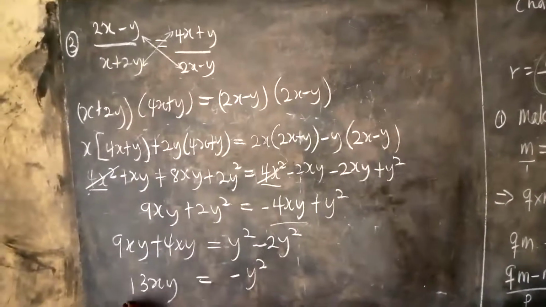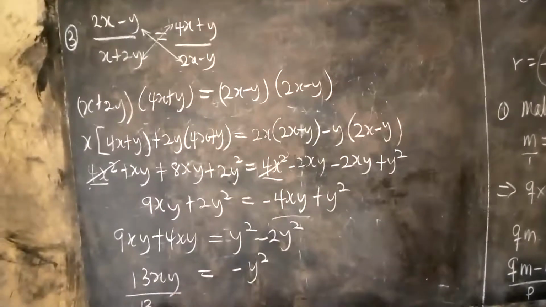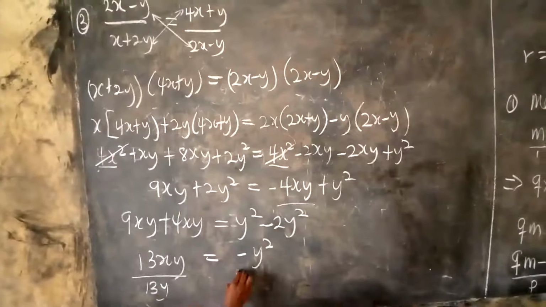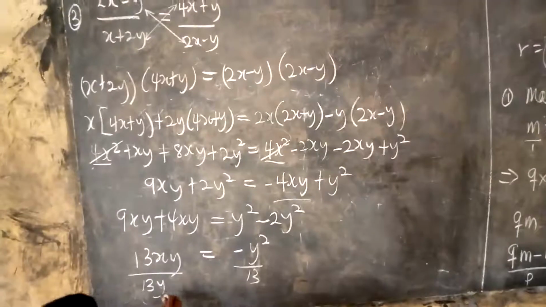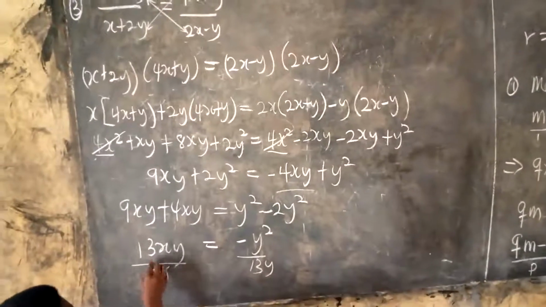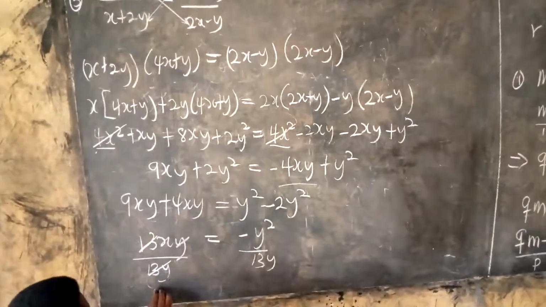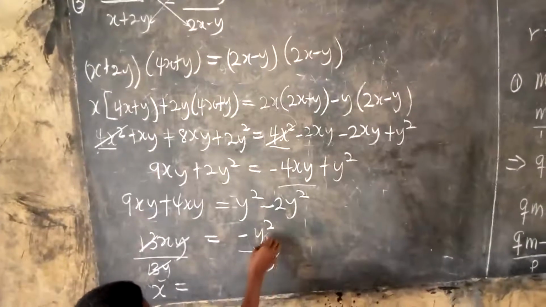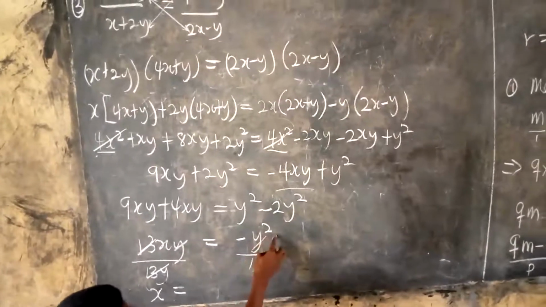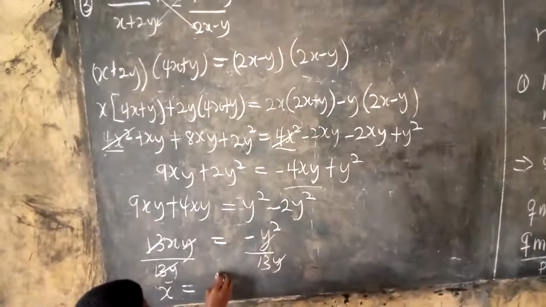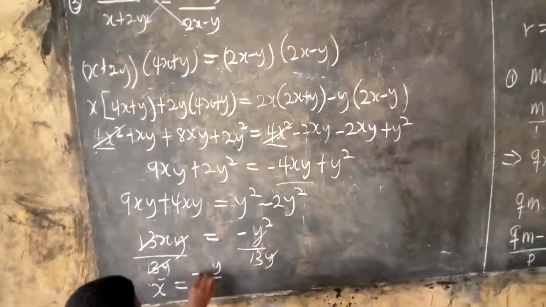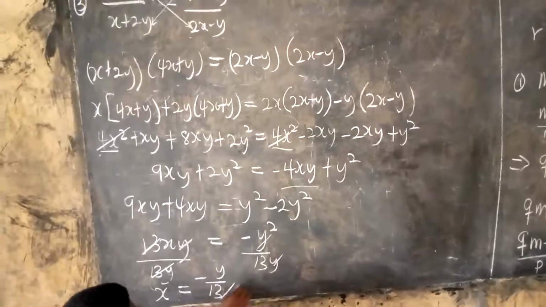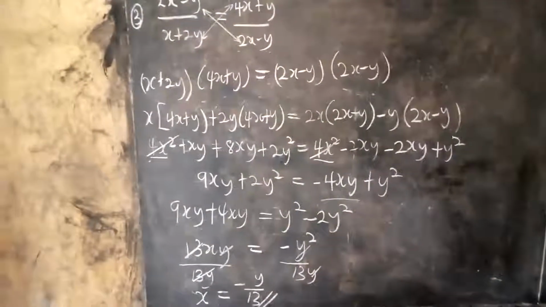So we want to make x the subject, so we divide the whole of this one by 13y, and divide this one by 13y. So we are left with x is now equal to, here the y will cancel one of the y's here, so we are left with only y, which would be minus y on 13. Exactly. So this is the answer.